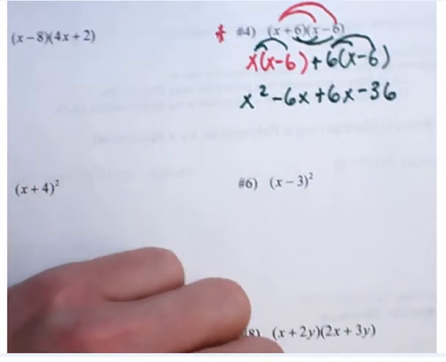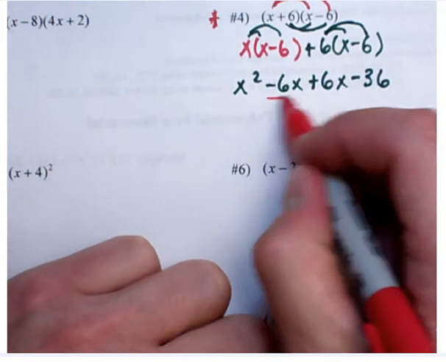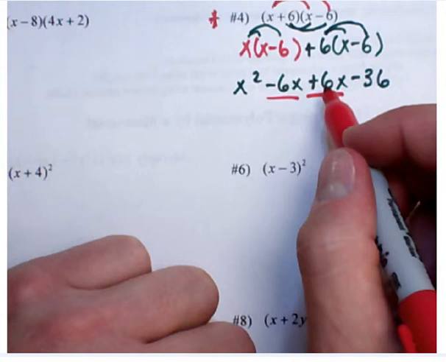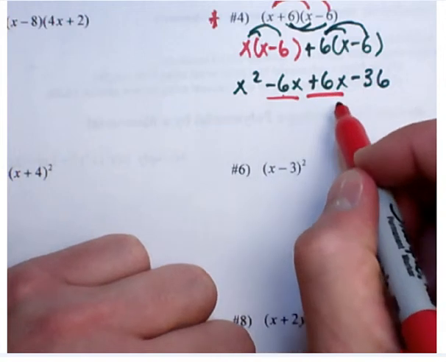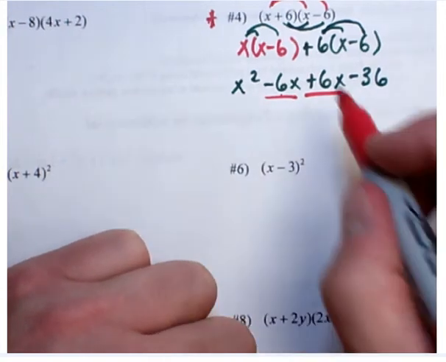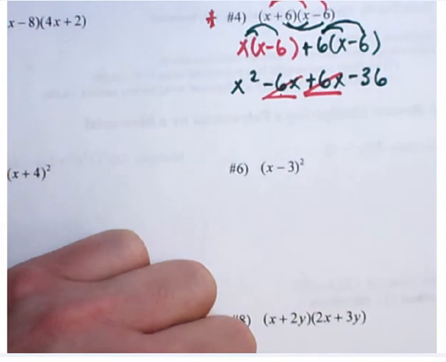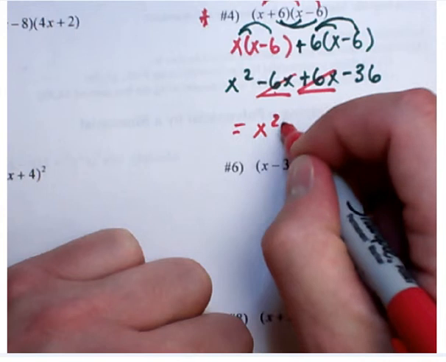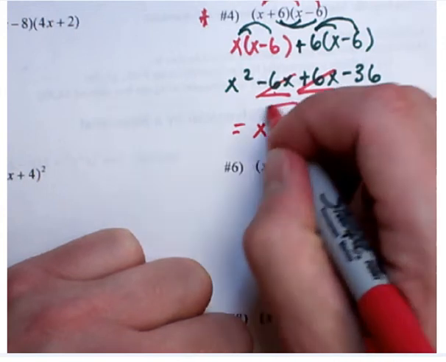Now look at what happens here. When you combine your like terms, you have negative 6x, positive 6x. Well, negative 6 plus 6, those are opposites. When you add opposites, you get 0. So what happens is that the middle term gets canceled. So all you have is x squared minus 36.